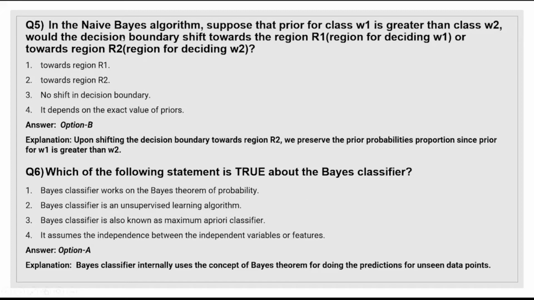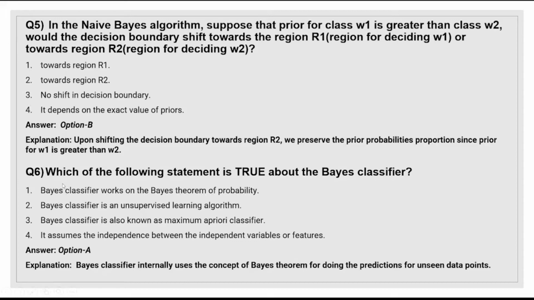Question 5. In the naive Bayes algorithm, suppose the prior for class W1 is greater than W2. Would the decision boundary shift towards the region R1, the region for deciding W1, or towards the region R2, the region for deciding W2? Now, upon shifting the decision boundary towards region 2, we preserve the prior probability proportion, since prior for W1 is greater than W2. So, it would be shifting towards the region R2.